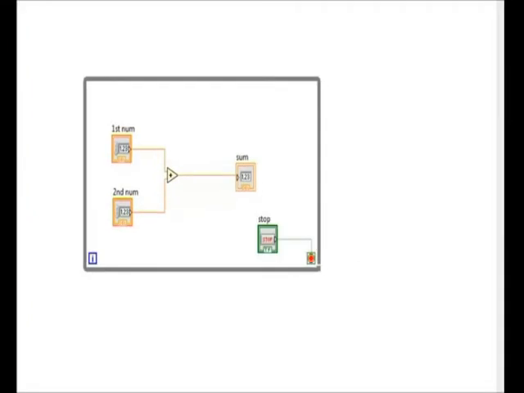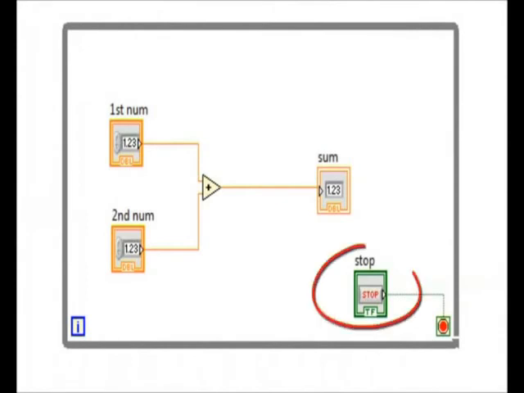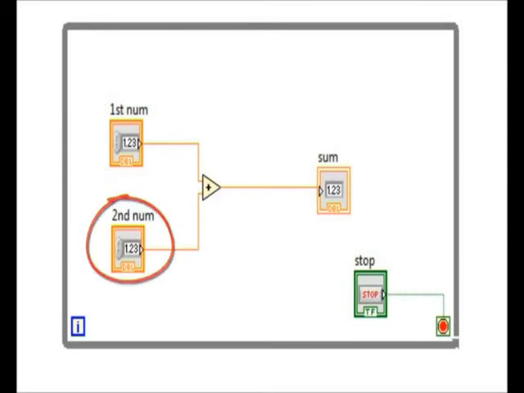The while loop has two terminals. It has the i terminal, which is the loop iteration terminal, and it has this loop condition. Now this loop condition will determine when the while loop will stop. It is controlled by this Boolean function, which you can see on the front panel. It has this stop object, which is a control. This Boolean function here will output either true or false. Notice on the other functions that the first number and the second number are double precision functions. It means they will output floating point numbers.